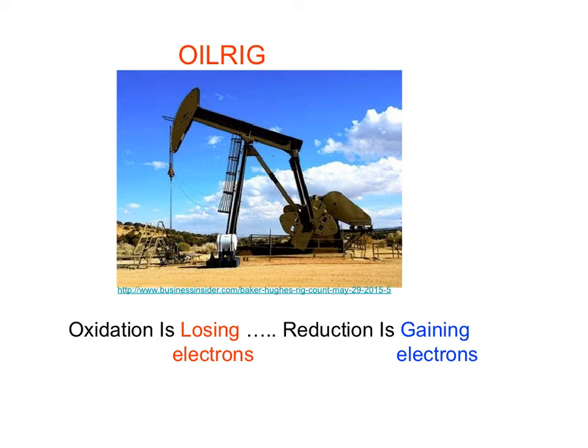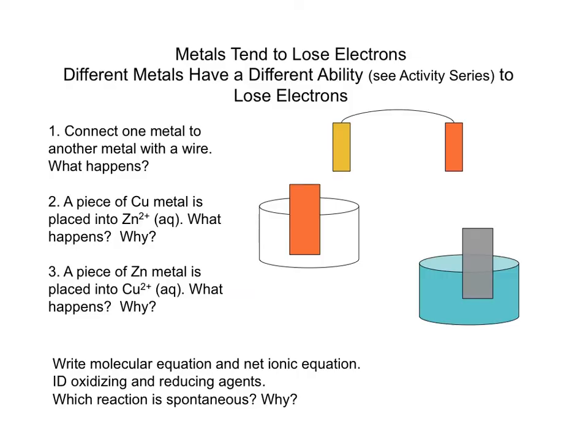OIL RIG is a good way to remember that oxidation is losing and reduction is gaining. That is, electrons. Metals lose electrons to form positively charged metal ions, that is, cations. And it turns out that different metals have a different ability or activity to lose electrons. Okay, so stop the video and answer these 3 questions which have to do with the activity series.